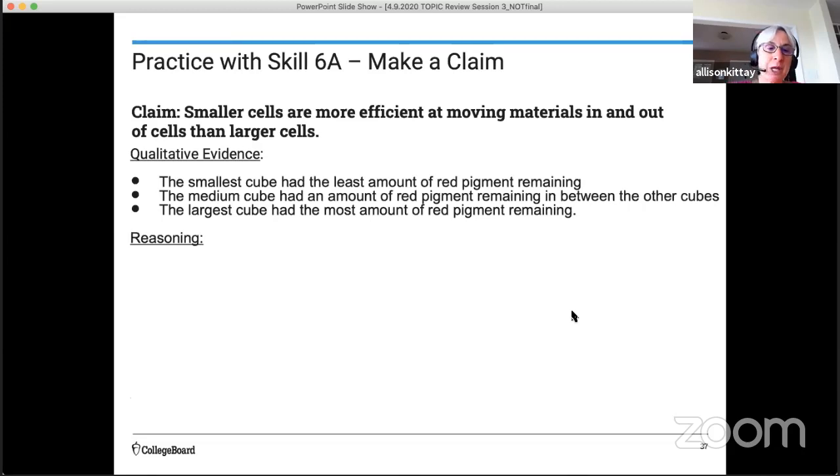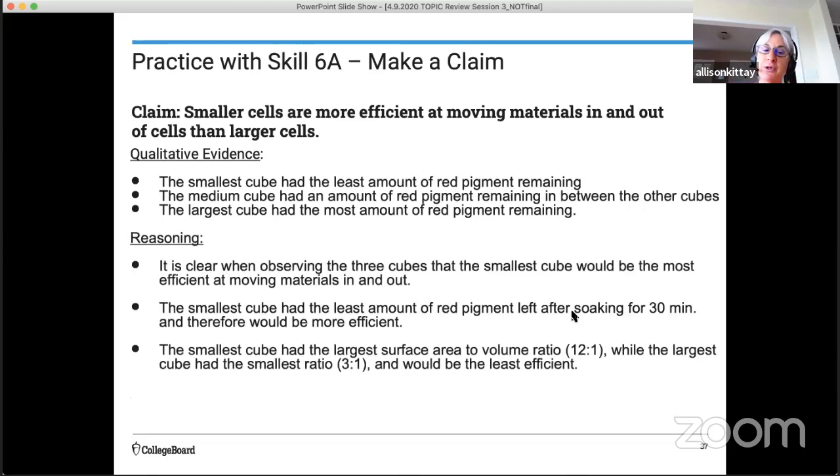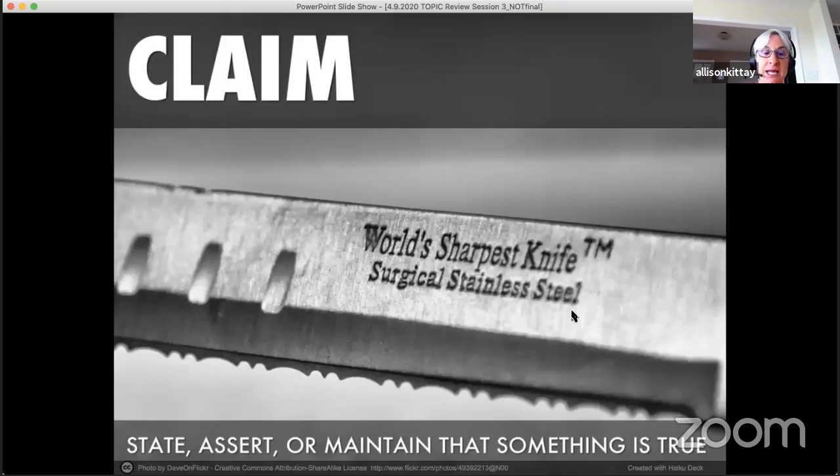The reasoning here is that it's clear when you observe these 3 cubes that the smallest cube would be the most efficient at moving materials in and out. The smallest cube had the largest surface area to volume ratio, 12-to-1, while the largest cube had the smallest, 3-to-1. And so it would be the least efficient. Okay, so that's a little practice with making a claim, which is to state, assert, or maintain that something is true. Keeping that claim in mind, you need to also think about the evidence you have to support the claim and the reasoning you have to connect that evidence to that claim.